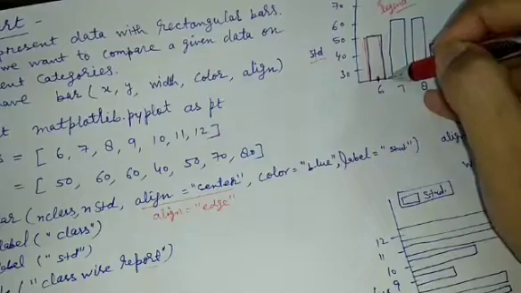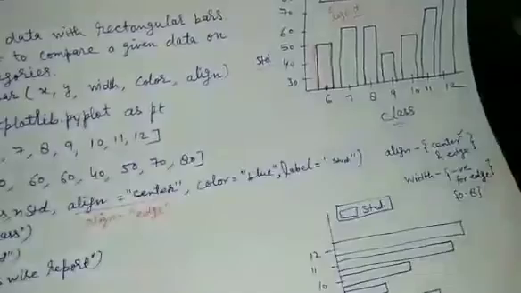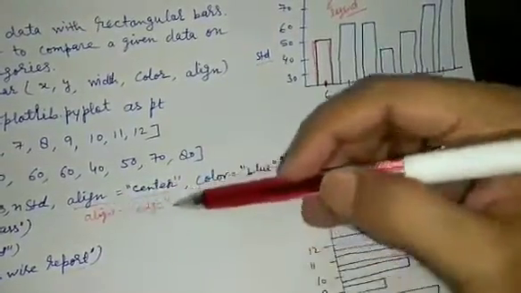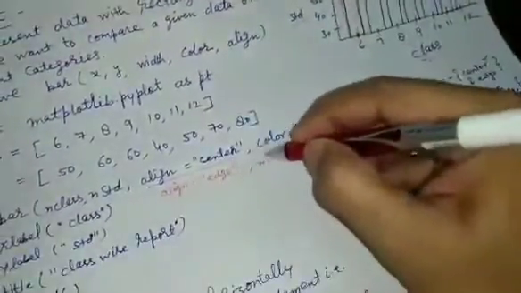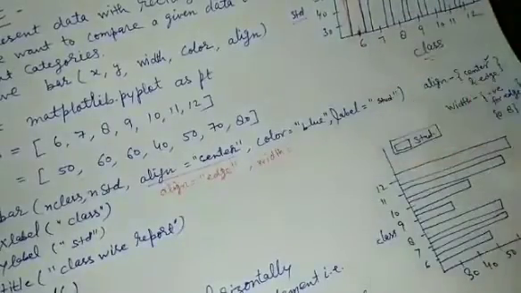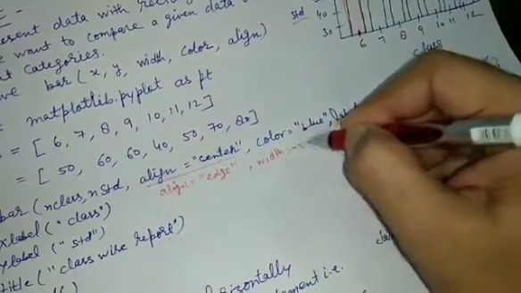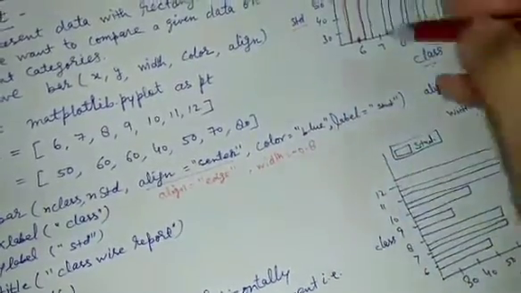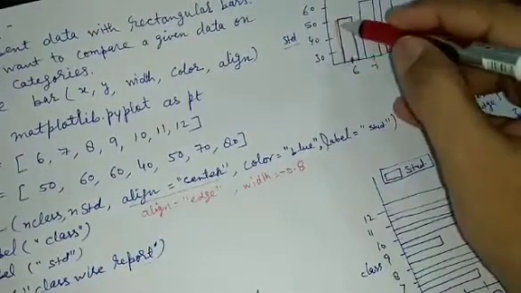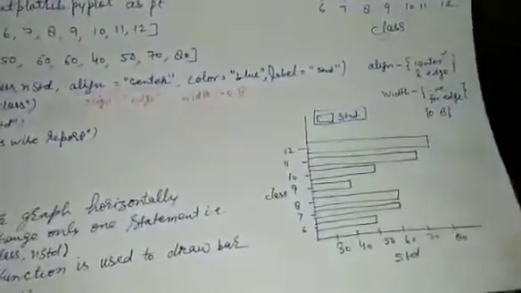Okay, and if you want to align the bars to the left, then a negative width should be given, which means align is equal to 'edge', comma, width is equal to minus 0.8. This will align the bars to the left of the data point. Okay, now move to the further point.